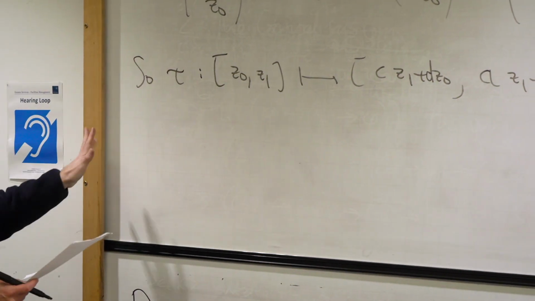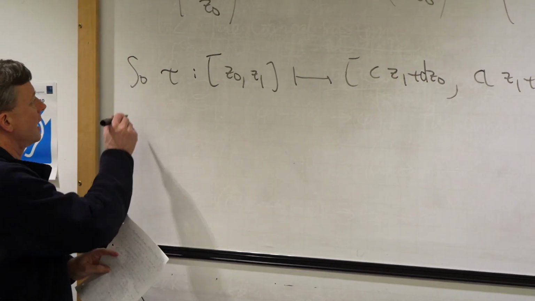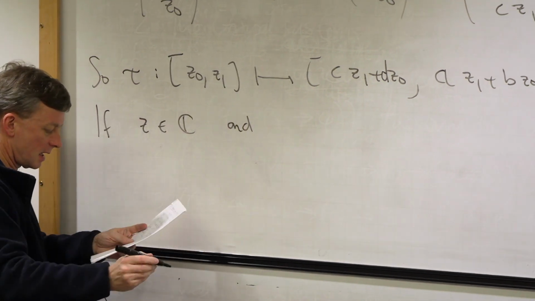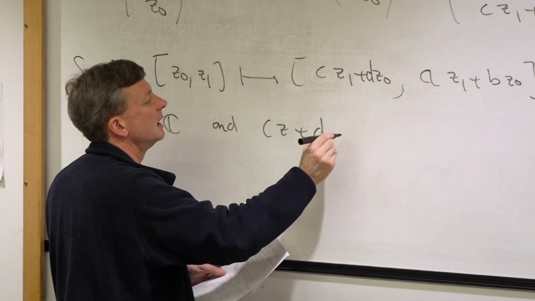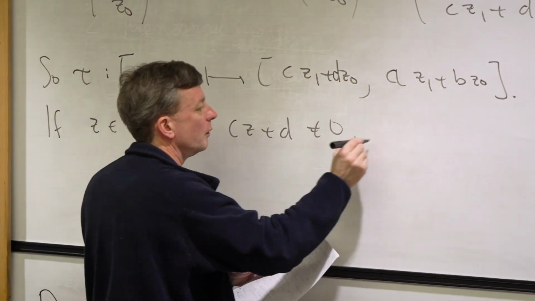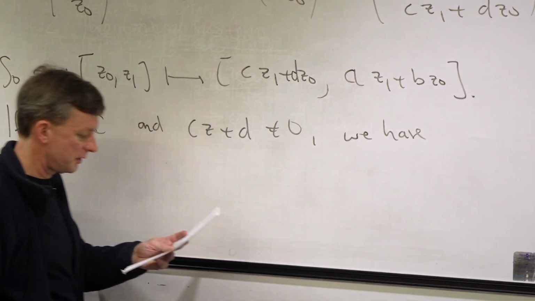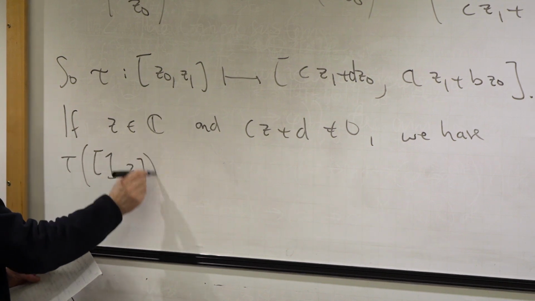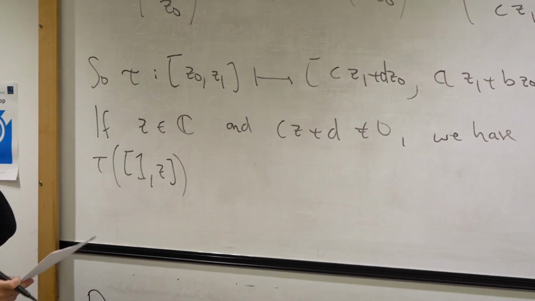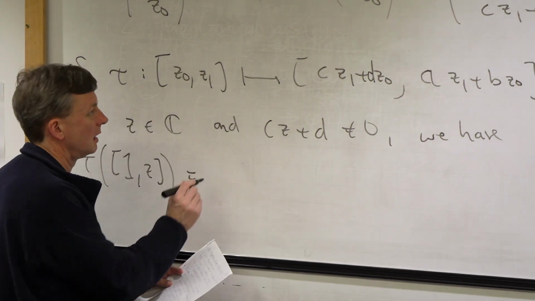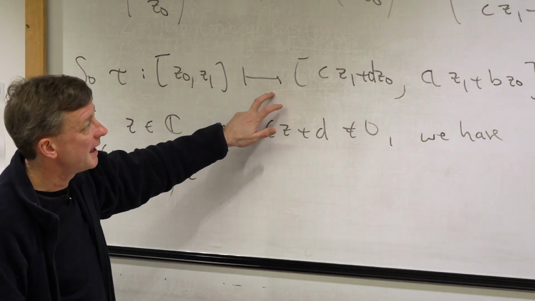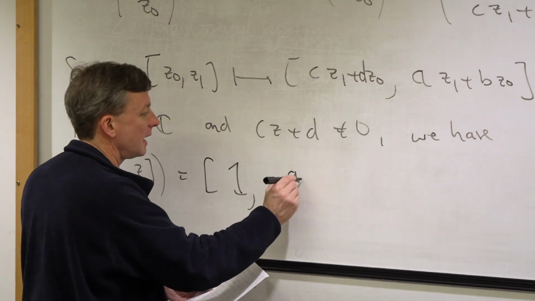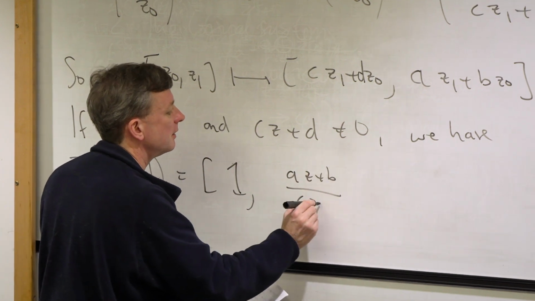Okay, so why have we done it like that? Well, let's take the case that z is a complex number and cz plus d is non-zero. We have that tau of the square brackets 1 comma z, so I'm putting z1 as z, z0 as 1, is equal to cz plus d comma az plus b, but I can divide by cz plus d and then write that as 1 comma az plus b over cz plus d.